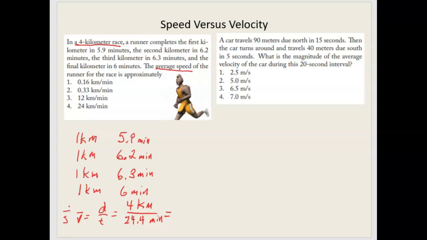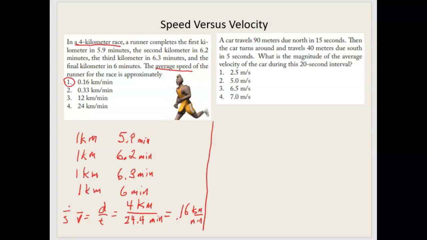We look at our answers, and our answers actually are in kilometers per minute. Most problems are going to have meters per second as the units of the answer. But in this case, it is kilometers per minute, so we can leave the units as is and simply do the division. 4 divided by 24, plug that into your calculator. This is approximately 1/6. When you plug it into your calculator, you'll get 0.16 kilometers per minute. We're done.